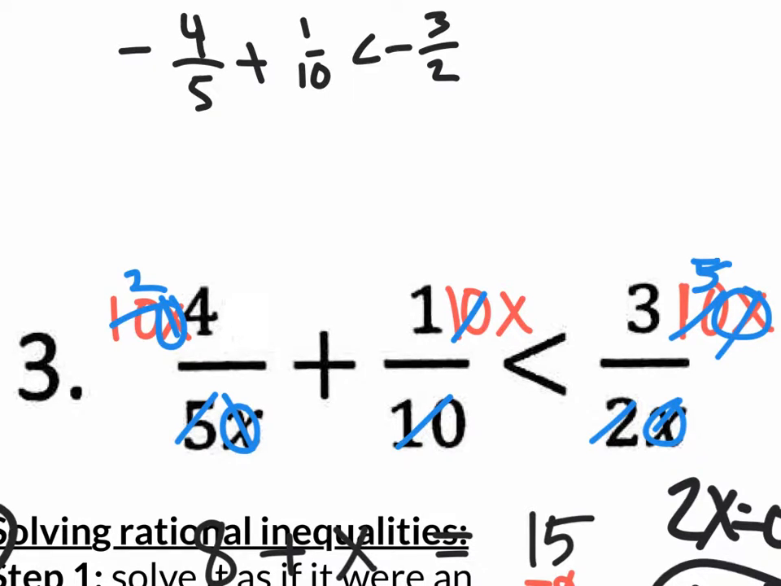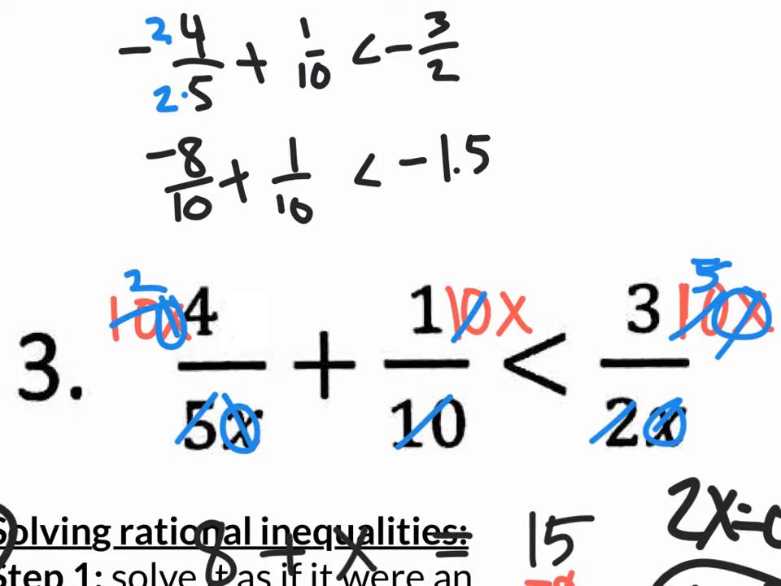Now, in order for us to verify whether this is true or false, you could type it into the calculator, or you could get the common denominator. If you want to add these two, you need a common denominator. So the 5, you need to turn it into a 10 by multiplying both top and bottom by 2. So you're going to end up with a -8/10, which is the same thing as -4/5. And now you could actually add it plus 1/10, and it's going to be less than -3/2. If you want, change it to a decimal, -1.5. So when we do add -8 plus 1, that'll be a -7.